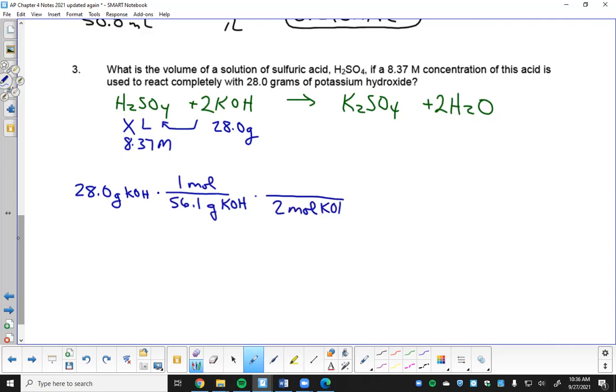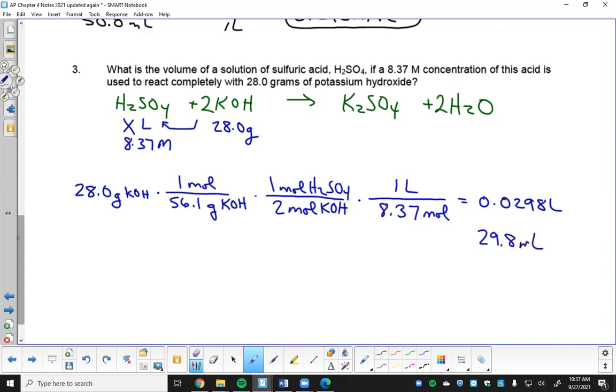Two moles of KOH on the bottom make one mole of sulfuric acid on the top. And I know the molarity of the sulfuric acid is 8.37 moles per liter. I'm turning my molarity upside down because that label says I have to. It doesn't specify what units, so liters or milliliters would both be good for that answer. That one can be done straight factor label because we're given the molarity and we're asked to solve for the volume. But again, reactant to reactant.